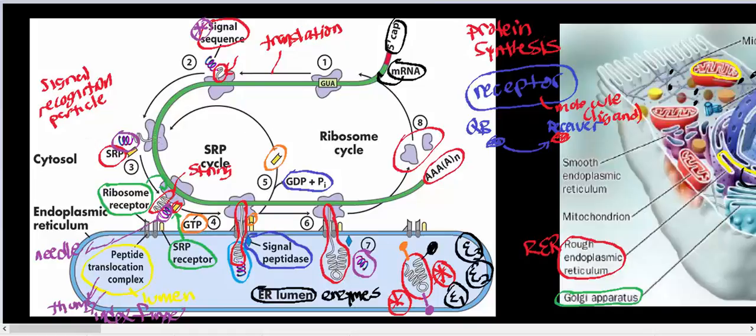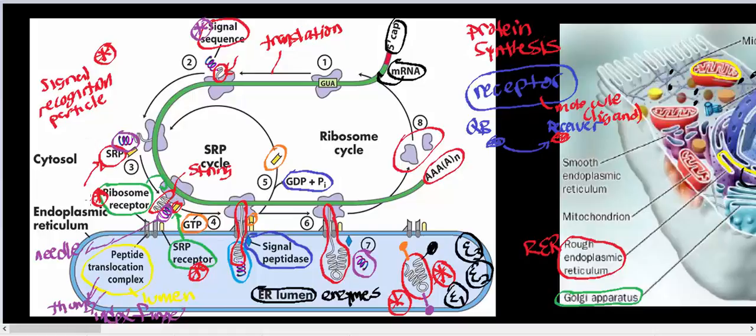Then this ribosome is going to pick up a signal recognition particle, and the reason it does that is because the signal recognition particle facilitates binding to the rough ER membrane. So in the rough ER membrane, on the cytosolic side, you have an SRP receptor that binds the signal recognition particle, and you have a ribosome receptor that binds the ribosome. So you have dual binding to the rough ER membrane.